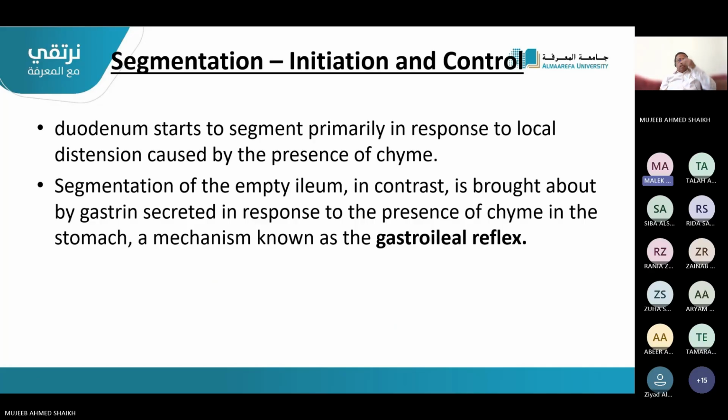So initiation of segmentation is from two mechanisms. First is the gastroileal reflex, which is hormonal, and then the physical distension of the intestines themselves, which is physical.